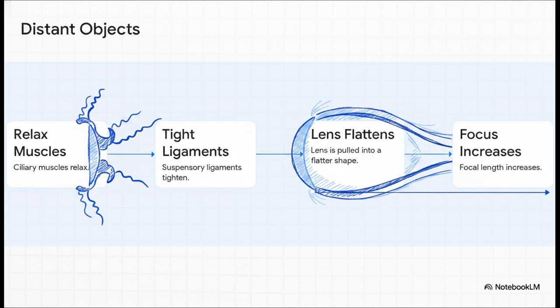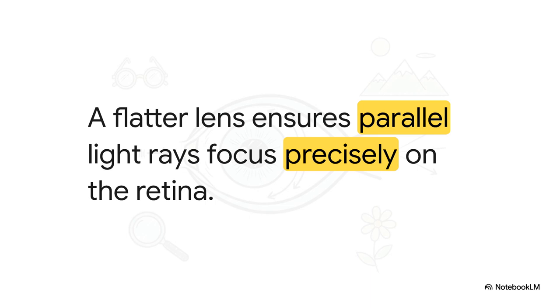And finally, Step 4. Because the lens flattens, the focal length increases. Notice that dimension line extending horizontally right from the lens to the back of the eye? That perfectly visualizes the increased focal length. And this brilliantly illustrates the mathematical physics of that flattened shape.